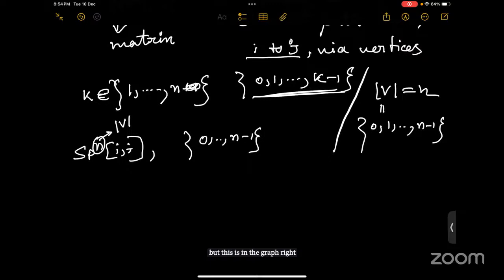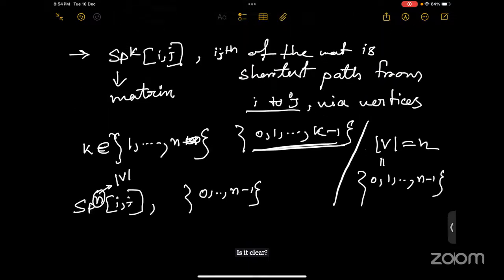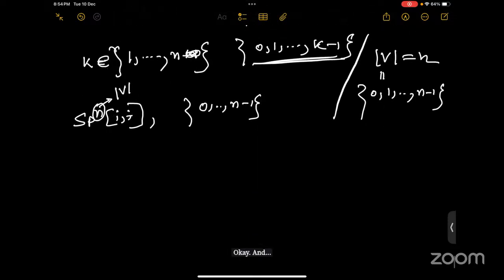Is the definition clear? If it is, then we will move towards the example. Is it clear? Yes, ma'am. Okay. Ma'am, can you repeat again?